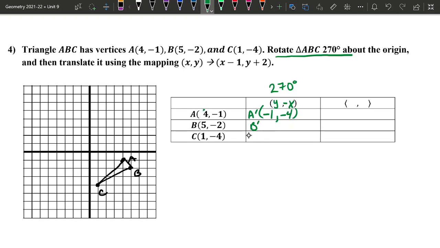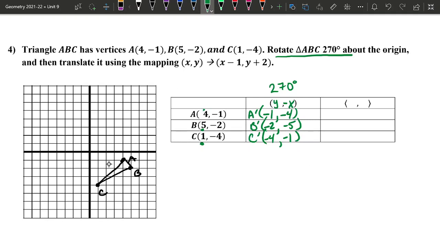B prime, I need to find the x. It's 5. Change the sign of x, so it's -5, and then move it. So then -2 takes x's spot. And the same with C. To get to C prime, the x value is 1, change the sign, it's -1, and then move it. So -1 is the new y, -4 is the new x.